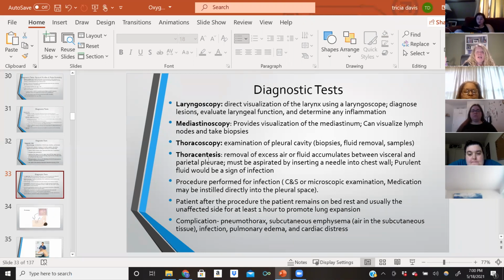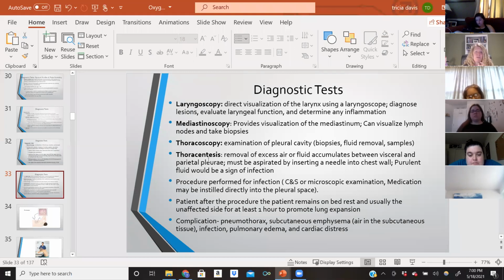We can do a mediastinoscopy, which provides visualization of that mediastinum. We can go in and do lymph node biopsies. We can look at the lymph nodes to see if there's any kind of abnormalities. We can do a thoracoscopy, which is an examination of the pleural cavity. So sometimes we have to go in to remove fluid. Sometimes we go in and we send off samples because we think that they might have metastatic cancer that has spread somewhere. So we want to get a sample of that fluid and send it off for cytology. And then we can do biopsies.